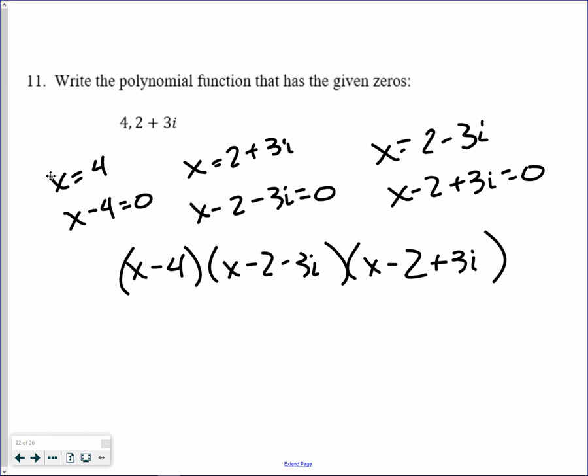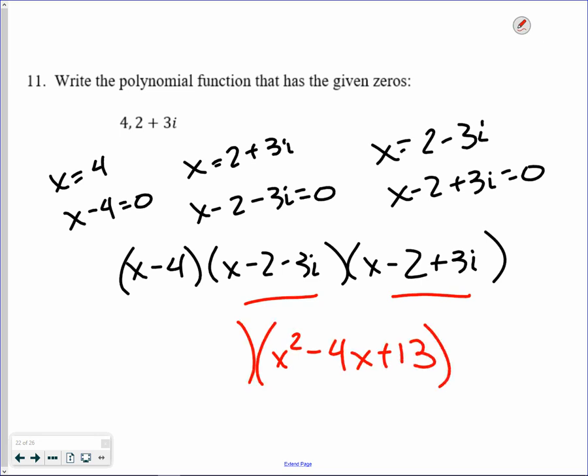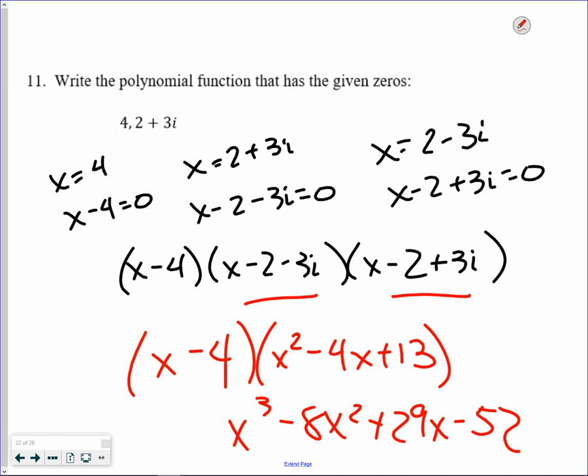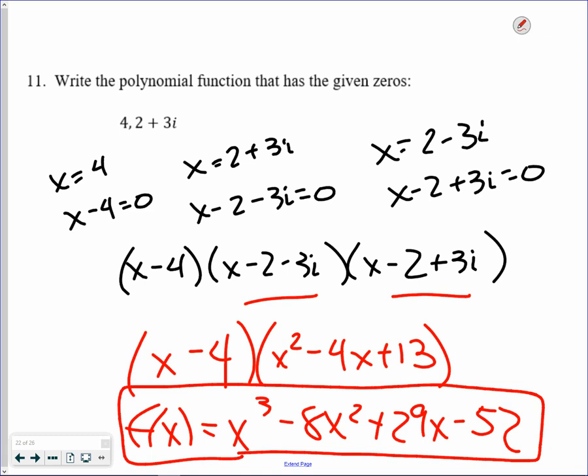Again, not going to show my entire work here, but I'm going to multiply these two together and add like terms. Some of them are eliminated, and don't forget i squared is equal to negative 1. And so you end up getting x squared minus 4x plus 13 when I multiply those two together. And then when I multiply these two together, I get x cubed minus 8x squared plus 29x minus 52. And so this is the function that has those three answers.